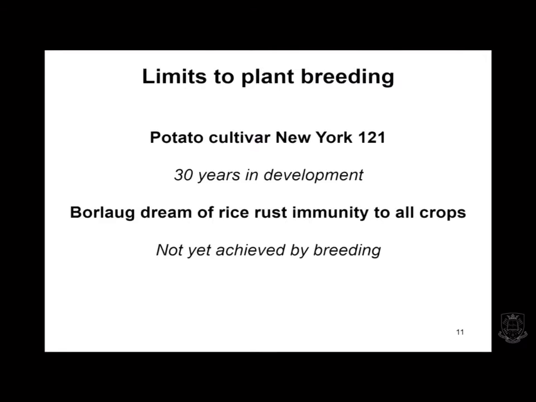One of the limitations of breeding is that you are, as I said, limited by your ability to actually cross your varieties. Now, one of Norman Borlaug's dreams was to introduce rice rust immunity to all crops. So rice rust, as you might imagine, infects rice, but certain varieties of rice are resistant to it. But it also infects other crops, such as wheat. You can't cross rice and wheat, of course. The resistance genes don't exist in wheat. So you have a barrier there for being able to introduce a trait, a cross-species barrier.